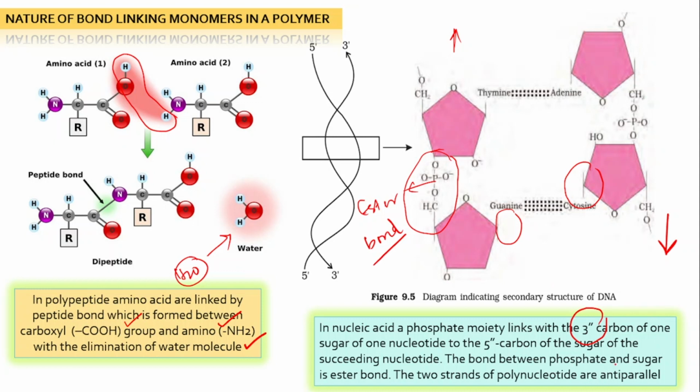The bond between the phosphate and sugar is an ester bond. This is the ester bond that I already wrote here, and they run anti-parallel. The two strands of polynucleotide are anti-parallel. They run towards each other.